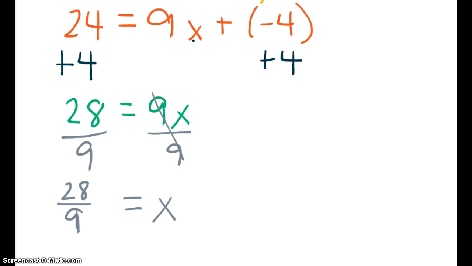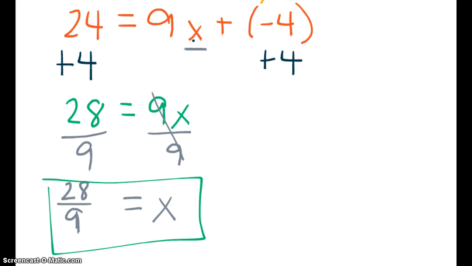Now you can leave it as an improper fraction, because when you substitute it back into your equation, when you multiply with fractions, you're going to need it in an improper fraction form anyway instead of a mixed number. So I am fine with you leaving it as 28 ninths.